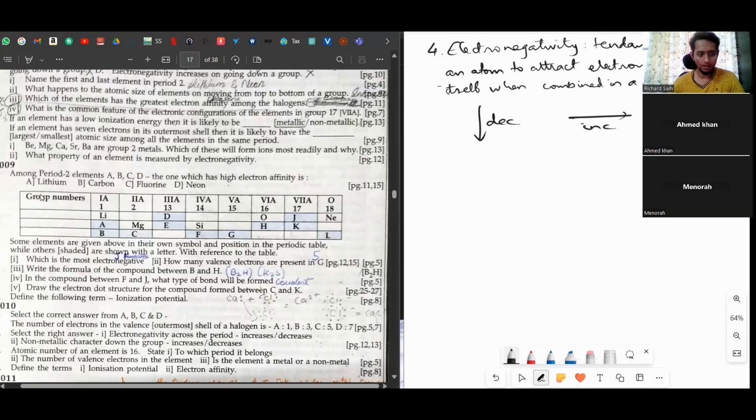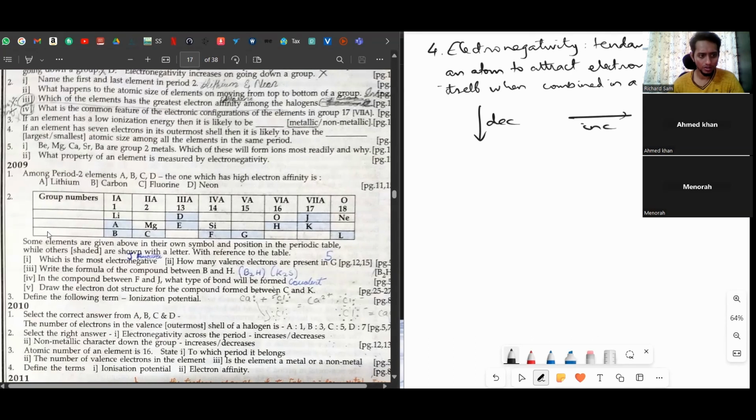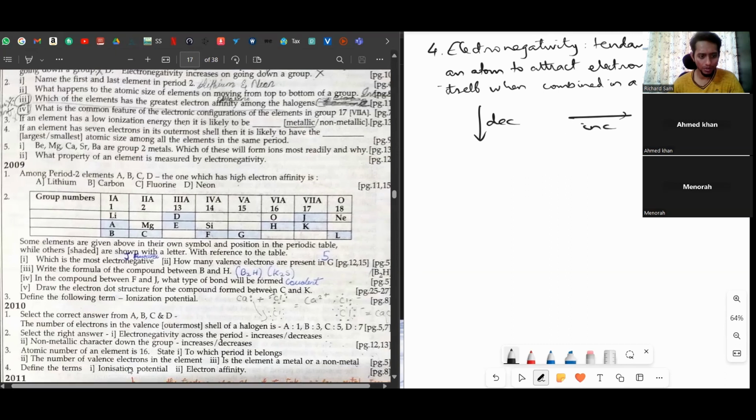Here some of the elements have been mentioned. You can see lithium, magnesium. Some of the elements are there, and for the rest of them, they've just put A, B, C, D, E, F, G, H, I, J, K, L. First question: some elements are given below. Which is the most electronegative out of all these elements?